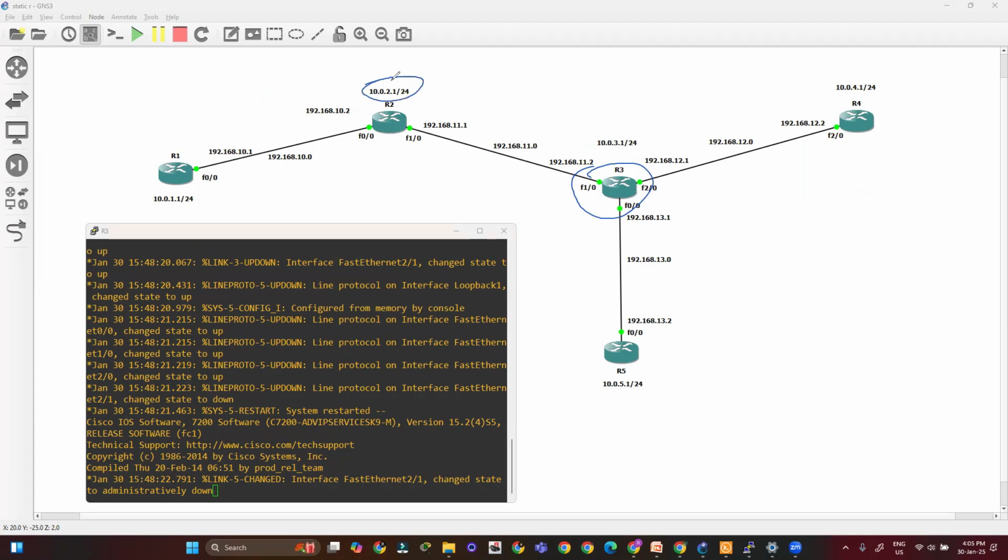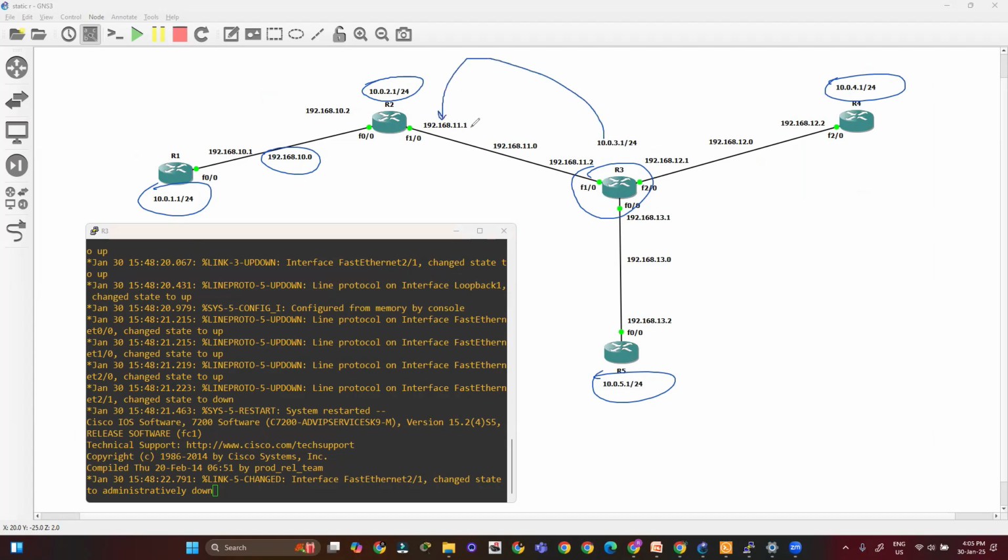Okay, so this is the indirectly connected network, this is the indirectly connected network, and this is the indirectly connected network. And this is an indirectly connected network information also. So what are the next hop addresses?